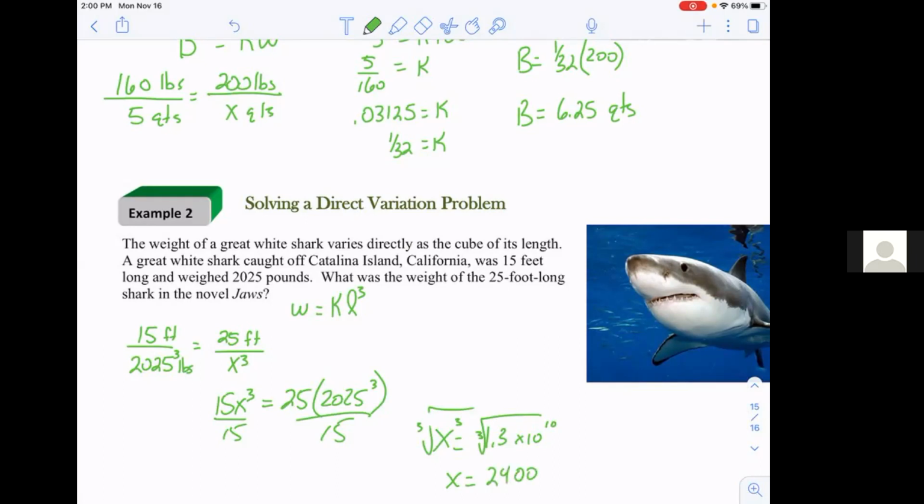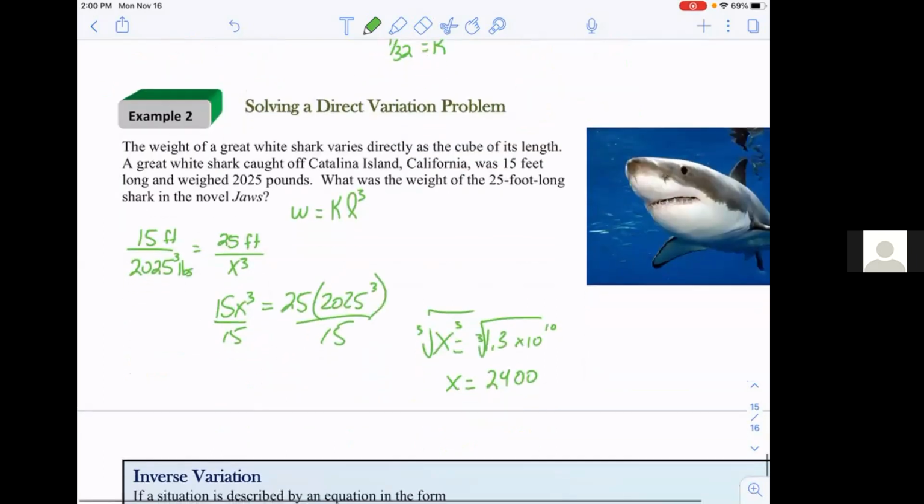So another 200 pounds. 400, almost 300 pounds. Ugh.